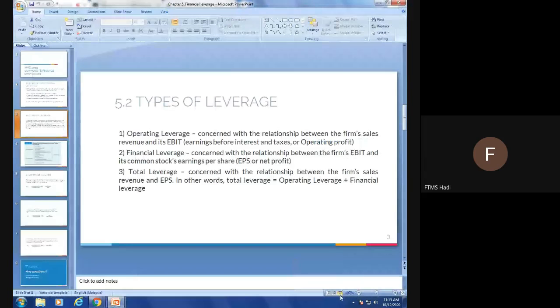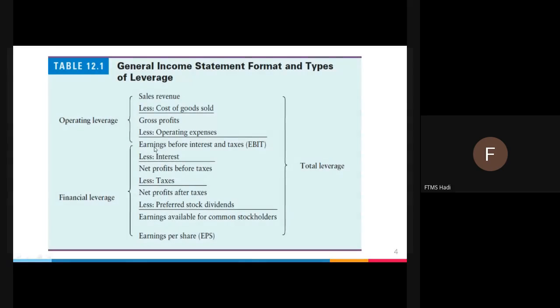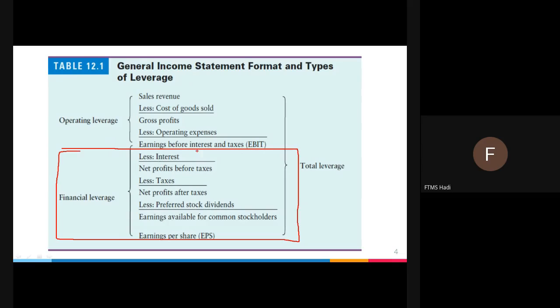The second part is financial leverage. Financial leverage means controlling cost in terms related to finance matters. It is the relationship between EBIT and common stock earnings per share, which is EPS or net profit. So financial leverage is where the company is controlling from earnings before interest and tax until earnings per share, which is profit.